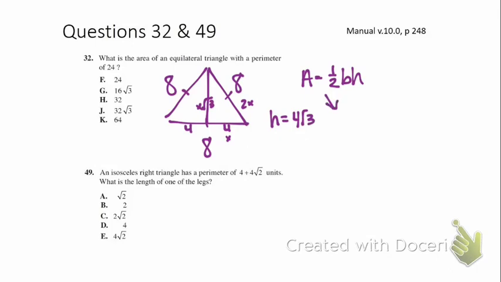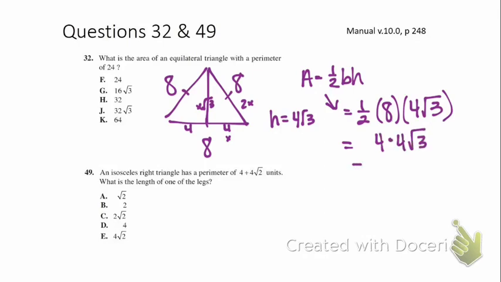So when I plug that in, I get 1/2. My base, so careful because that's all the way across, which is 8. My height is 4 root 3. Okay, 1/2 times 8 is 4. So I have 4 times 4 root 3. So my final answer is 16 root 3.